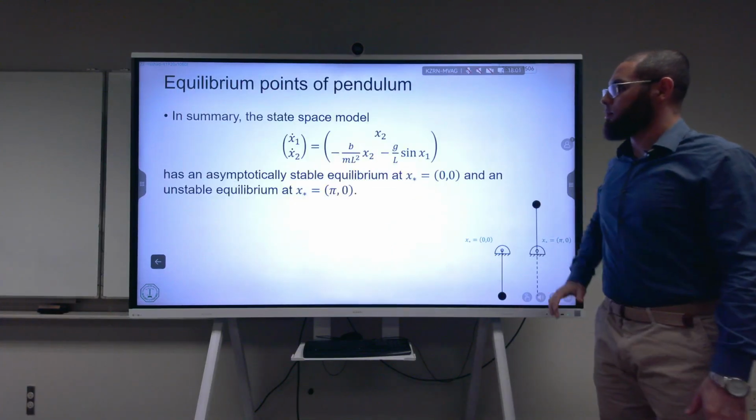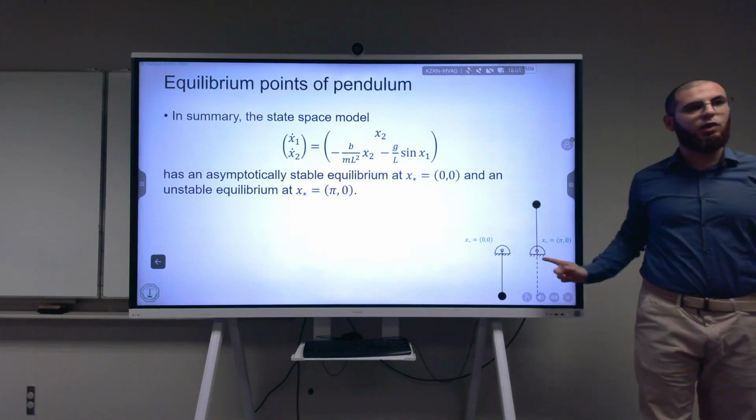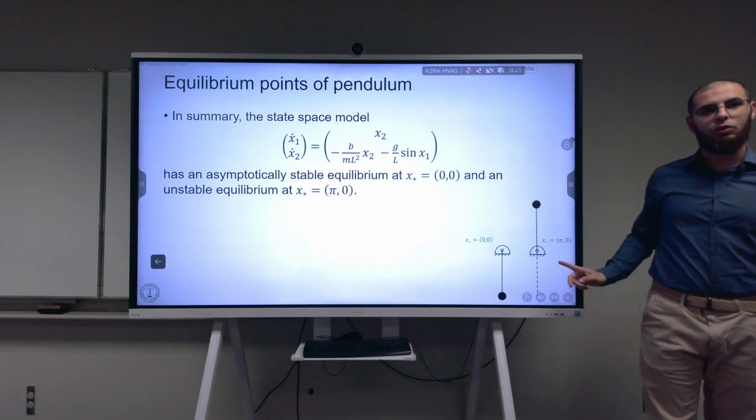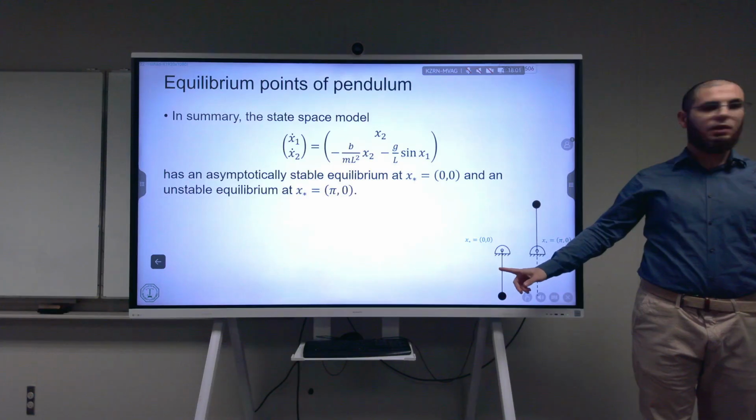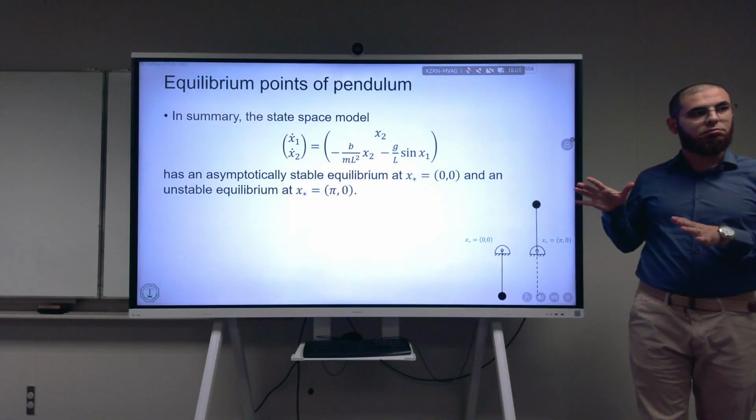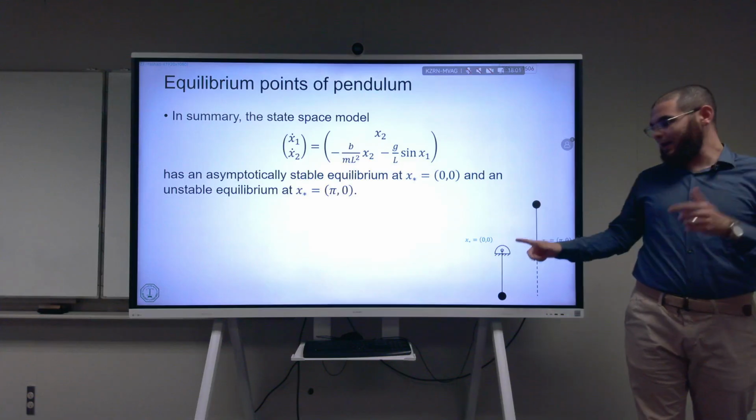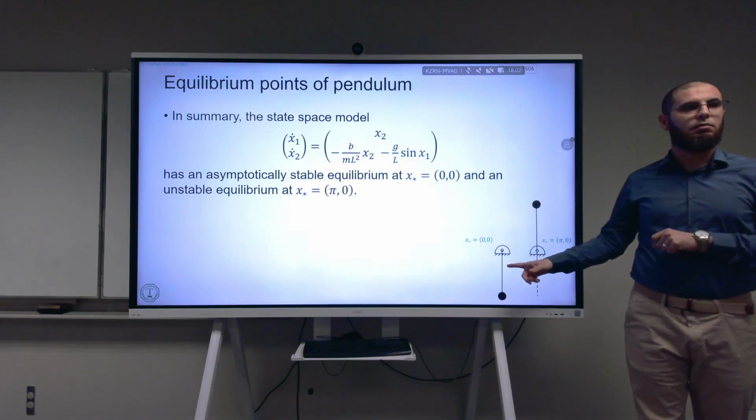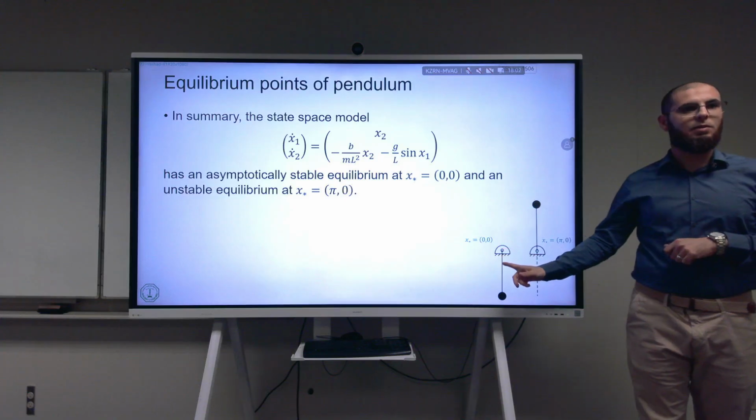So now this is the conclusion. We found that we have 2 equilibrium points, (0, 0) and (pi, 0). This one is almost globally asymptotically stable, and this one is unstable. But when is this globally asymptotically stable? When there is friction. If I don't have friction, this becomes unstable, and this becomes stable.